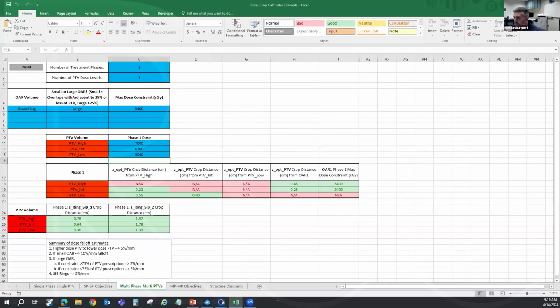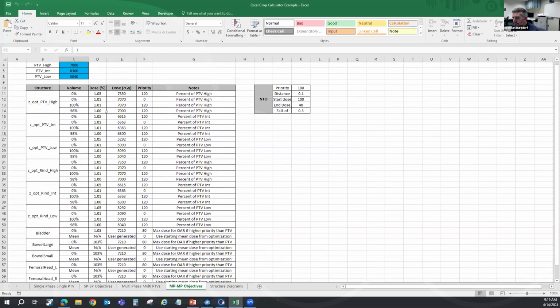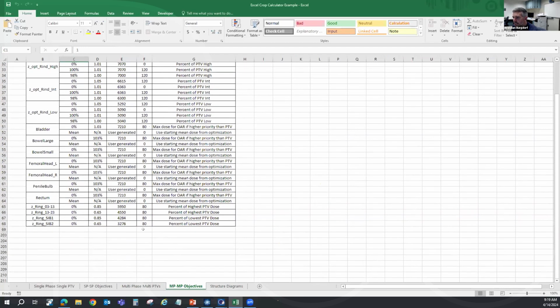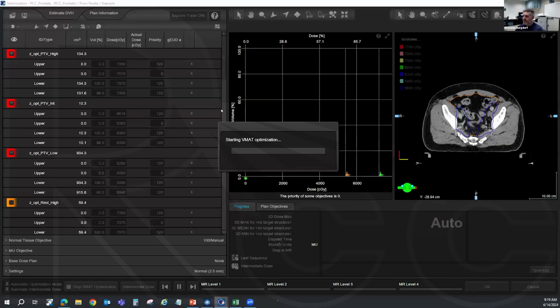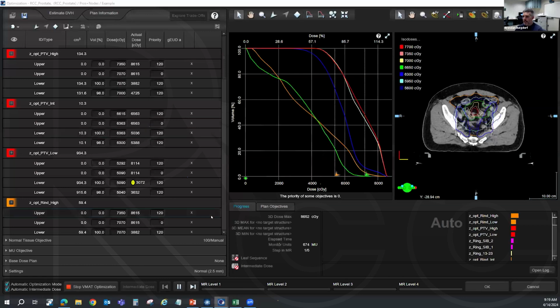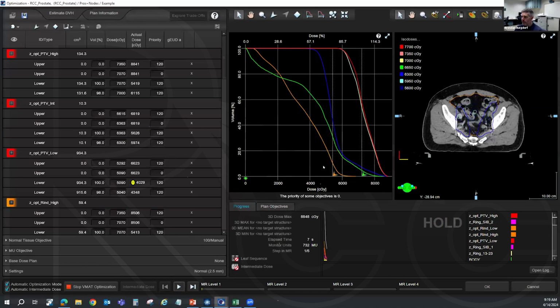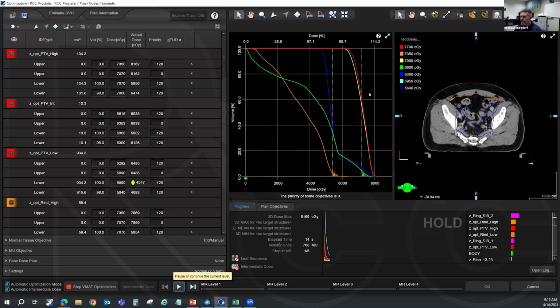Yes, so while we're waiting for the optimization to start, I can show you here. In the Excel spreadsheet, all those objectives come out right here in the next tab. So you can see exactly how to set each of those optimization objectives. And every optimizer may work slightly differently, but the general idea of the optimizer is that it starts at a very low resolution. So it's using only a few control points. And so right when the optimization starts in the first level, I hit pause.